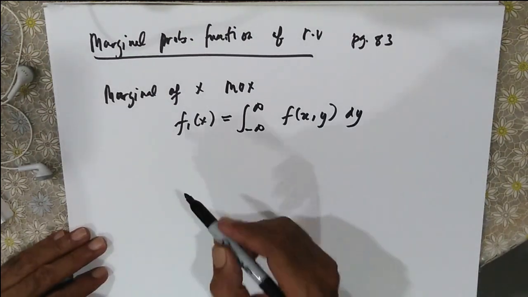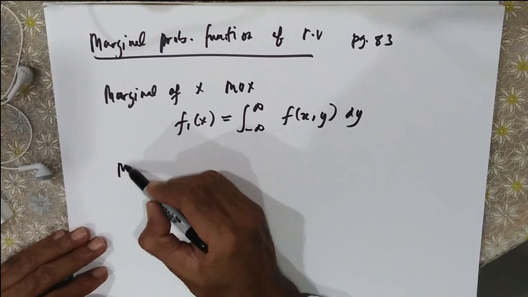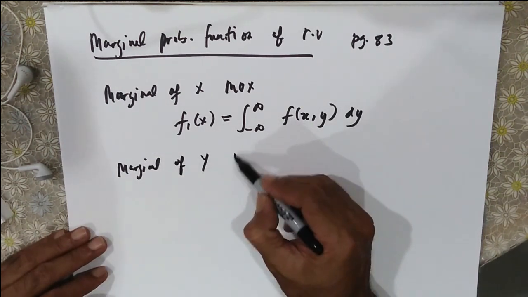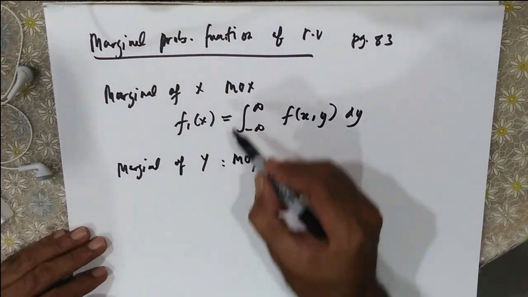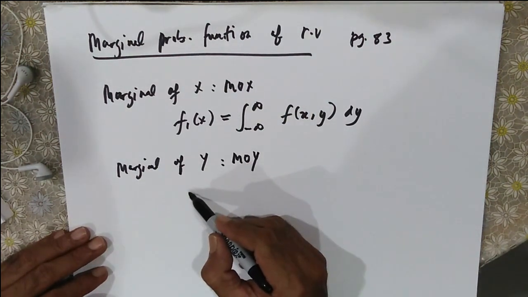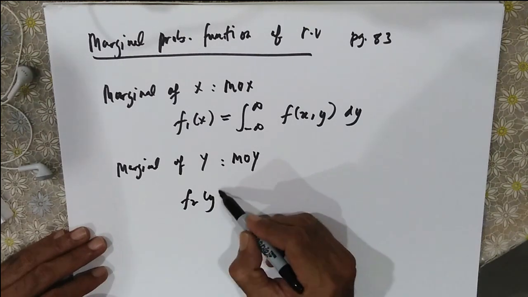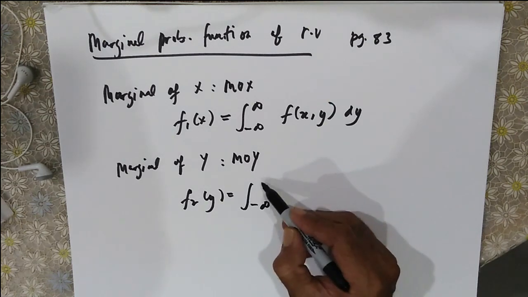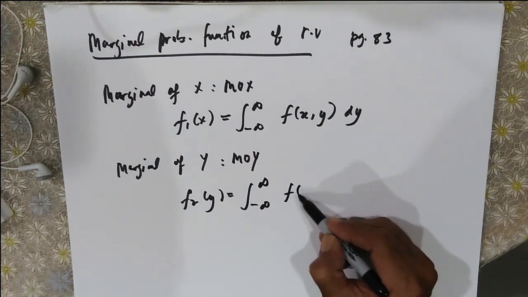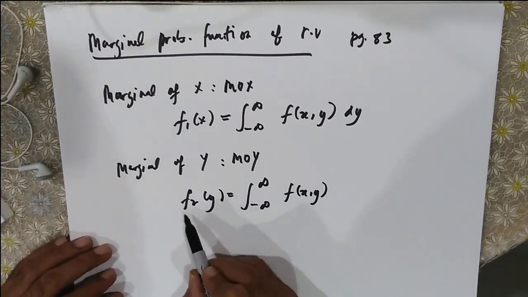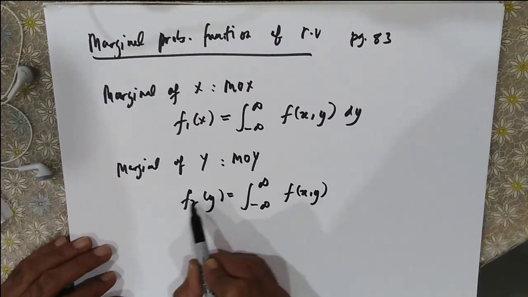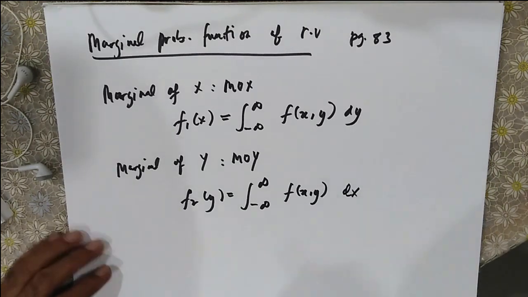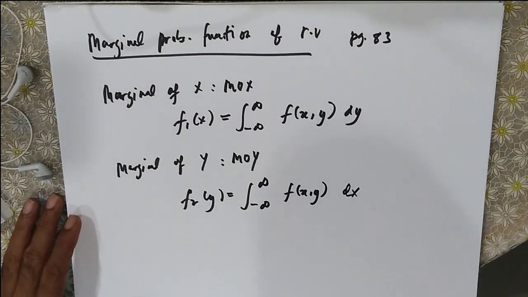And then if you want to find the marginal of y, f sub 2 of y is equal to the integration from negative infinity to infinity of f of x y. So if I want to find the marginal of y, f sub 2 of y, we integrate with respect to x. This is how we solve the problem here.